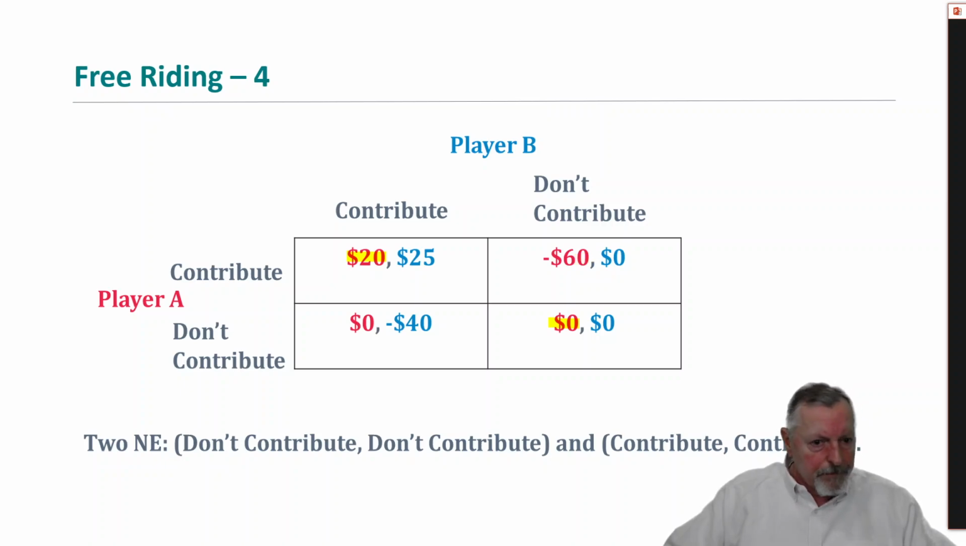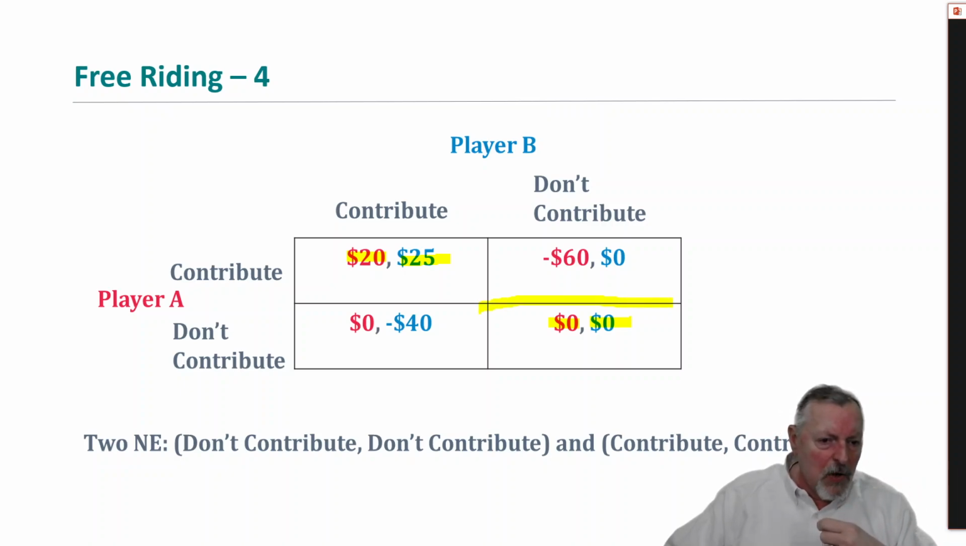So, let's look at it from player B's perspective. If player A contributes, then we're in the top row. If player B does not contribute, no air conditioning. If player B does contribute, then player B has spent $40 on something that player B thinks is worth $65. $25 better off. But if player A does not contribute, and we're in the bottom row, player B doesn't want to spend 40 and get nothing, so player B would spend nothing, would not contribute.